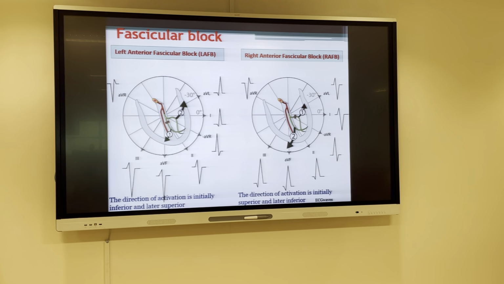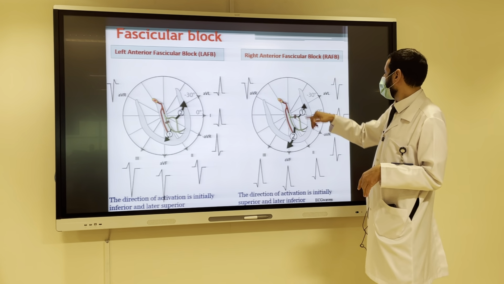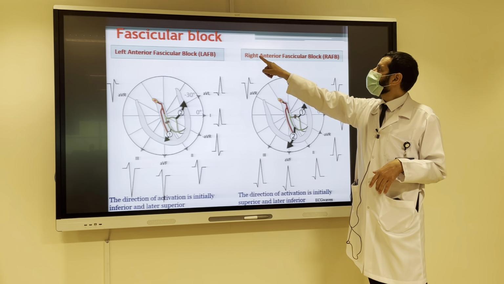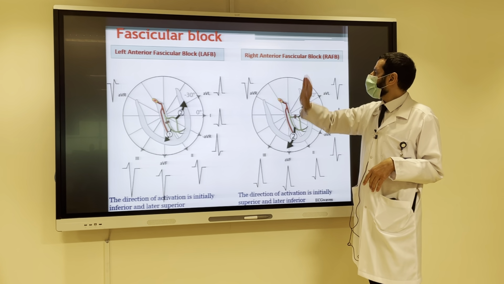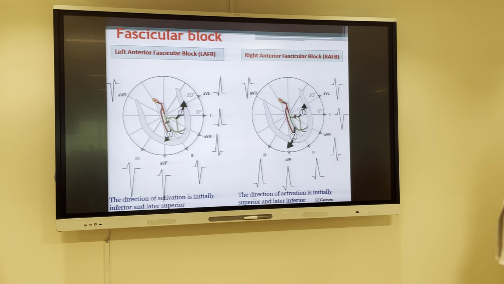Sometimes, if you're not sure, if the patient has right bundle branch block and you see left axis deviation, we say most likely there's left anterior fascicular block. The opposite will be, yeah, this says left, and this is just a mistake I could not correct. It's actually left posterior. I tried to edit it but I couldn't. So left posterior fascicular block is the opposite. It will look like right axis deviation. So left anterior is like left axis, and left posterior is like right axis deviation.